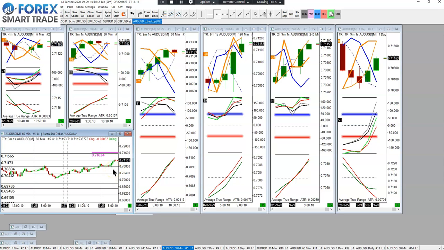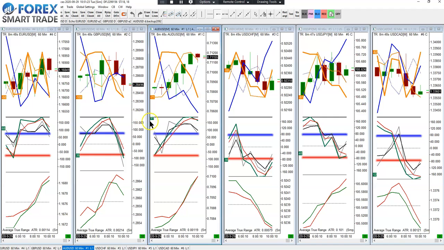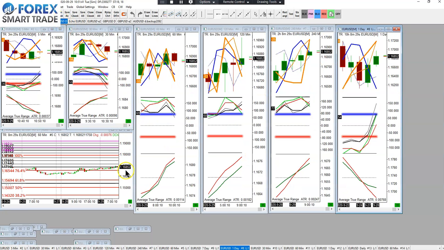That's good. So let's go back and see what else we have. Let's just take a look at the full Euro USD. 30 minutes coming down. So what I'm taking a look at, we don't have all 4 here. So I want to see what the other charts are doing.